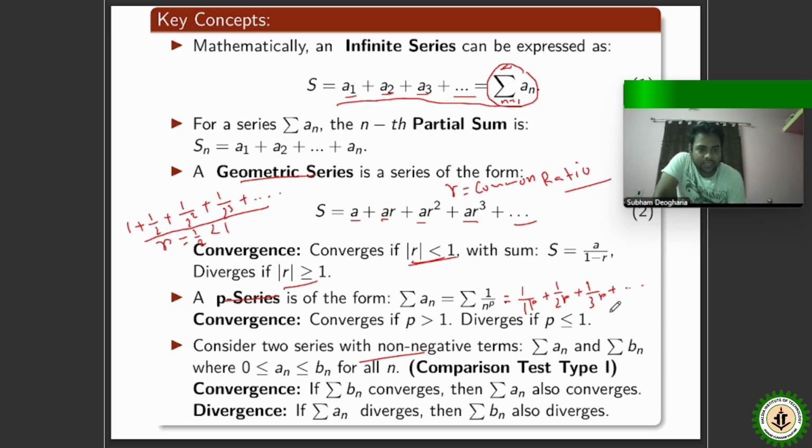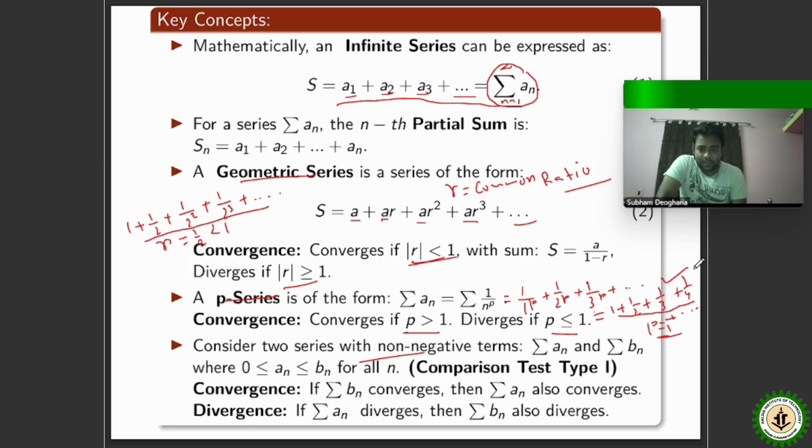If we take the infinite series 1 plus 1 by 2 plus 1 by 3 plus 1 by 4 plus and so on, then p is actually 1. This kind of series is convergent if p is greater than 1 and divergent if p is less than or equal to 1. Here, for this infinite series p is 1, so this is a divergent infinite series.